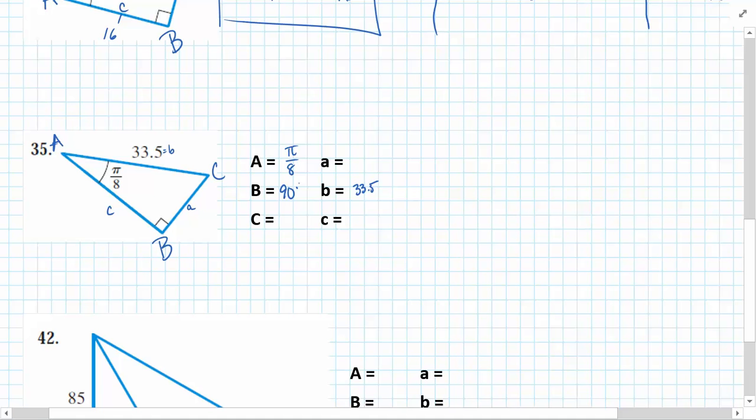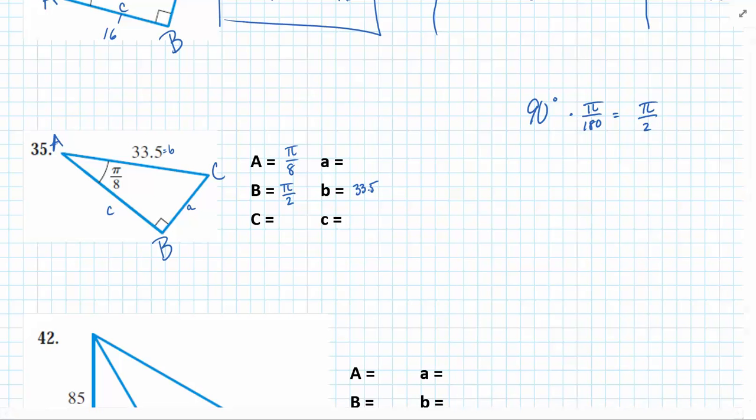Now, don't fall into the trap of calling this 90 degrees because that's not correct. We want to call that some sort of value in radians. So 90 degrees when turned into radians would be pi divided by 180. We would multiply these two together, and that result comes out to be pi over 2. So B we'll call pi divided by 2 radians.